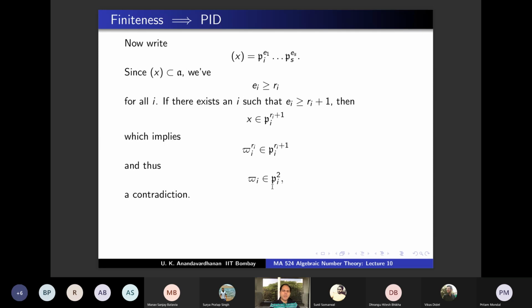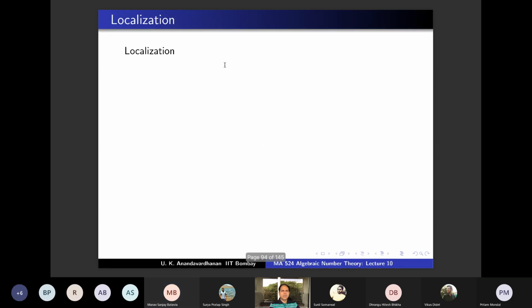Okay, so pi_i is in p_i but not in p_i squared. So pi_i power r_i can only be in p_i power r_i, not in a smaller ideal. That shows that e_i equals r_i for all i. So e_i equal to r_i, therefore the ideal generated by x equals the ideal A. So the chosen ideal A is principal, so every ideal is principal. So if there are only finitely many prime ideals, then it's a PID. Okay, so that's another nice result.